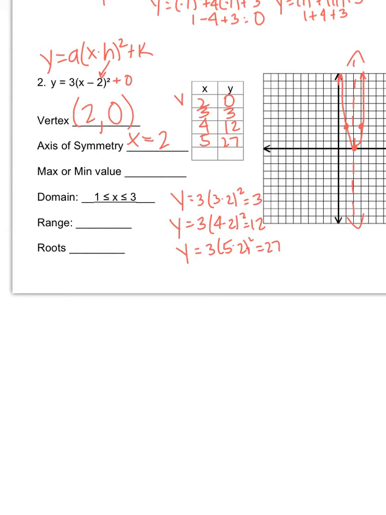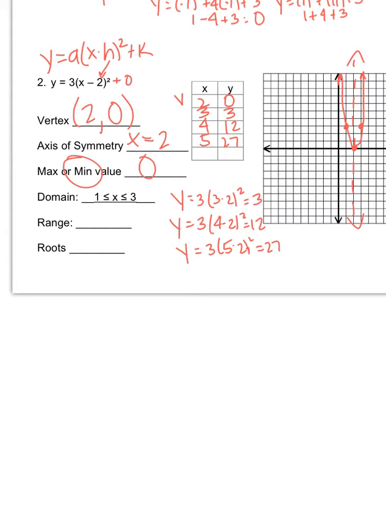Okay, so your vertex is at the bottom of the parabola, so that would be min. So I'm going to circle that. And then that minimum value is the y value. So the smallest y value that's being used is 0. Now, on number 1, I told you that the domain of a parabola that opens up or down is all real numbers.